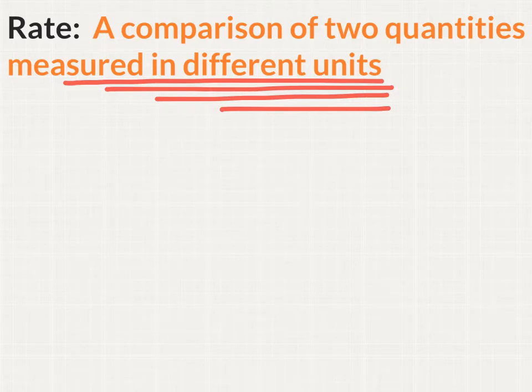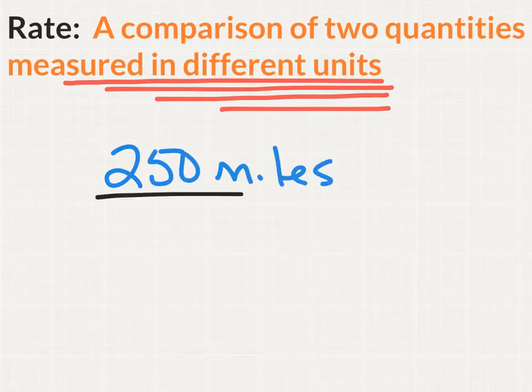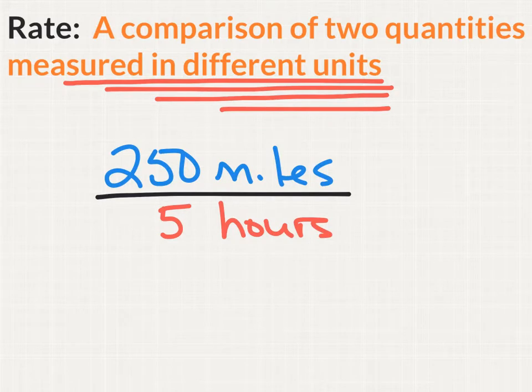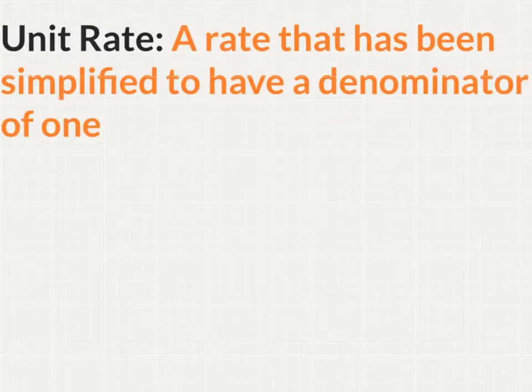For example, let's say I were to travel 250 miles and I were to do that in 5 hours. I traveled 250 miles in 5 hours. This comparison is of two quantities, but they're measured in different units, miles and hours. 250 miles in 5 hours. This is a rate. A unit rate is a rate that has been simplified to have a denominator of 1.